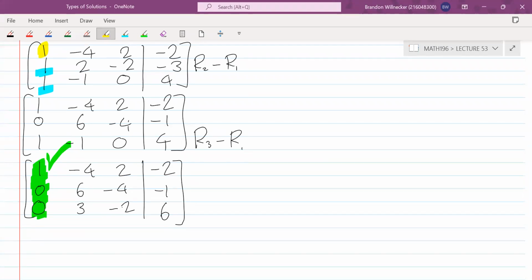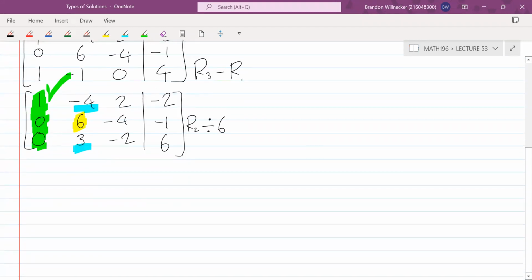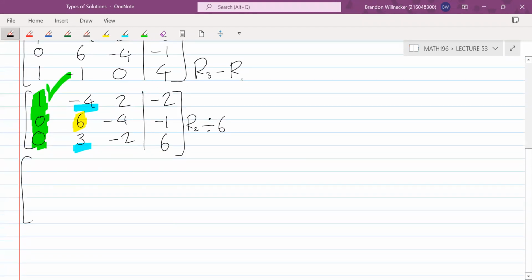So the 6 over here, we need that to be a 1. The number above it, we need that to be a 0. The number below it, we need that to be a 0. Okay, so we can take row 2 and divide it by 6. That will give us the 1 that we need. So row 2 divided by 6. Everything else stays the same.